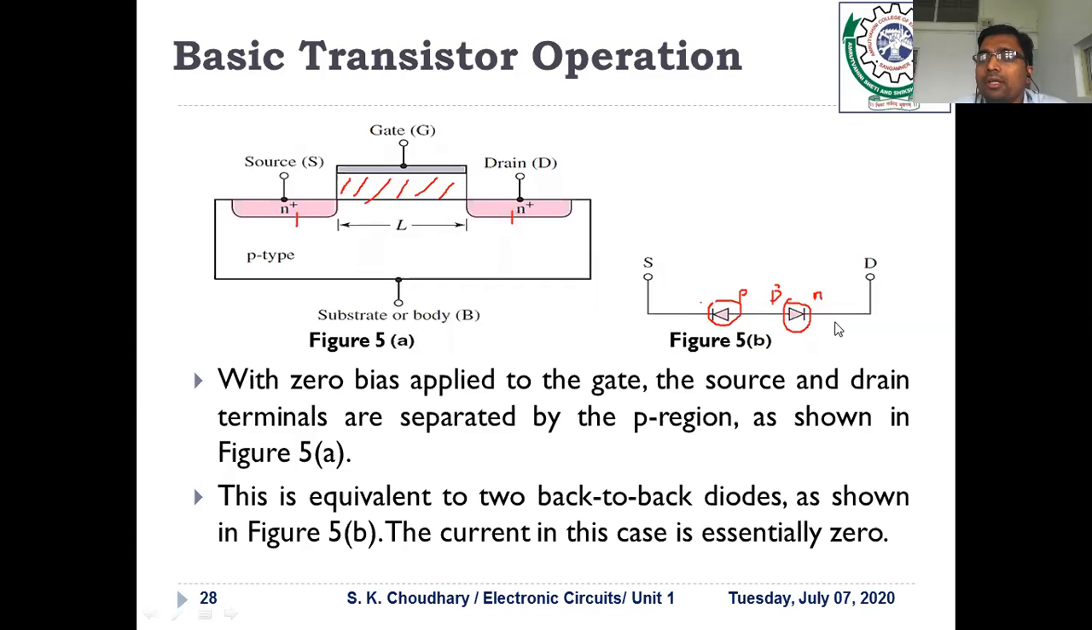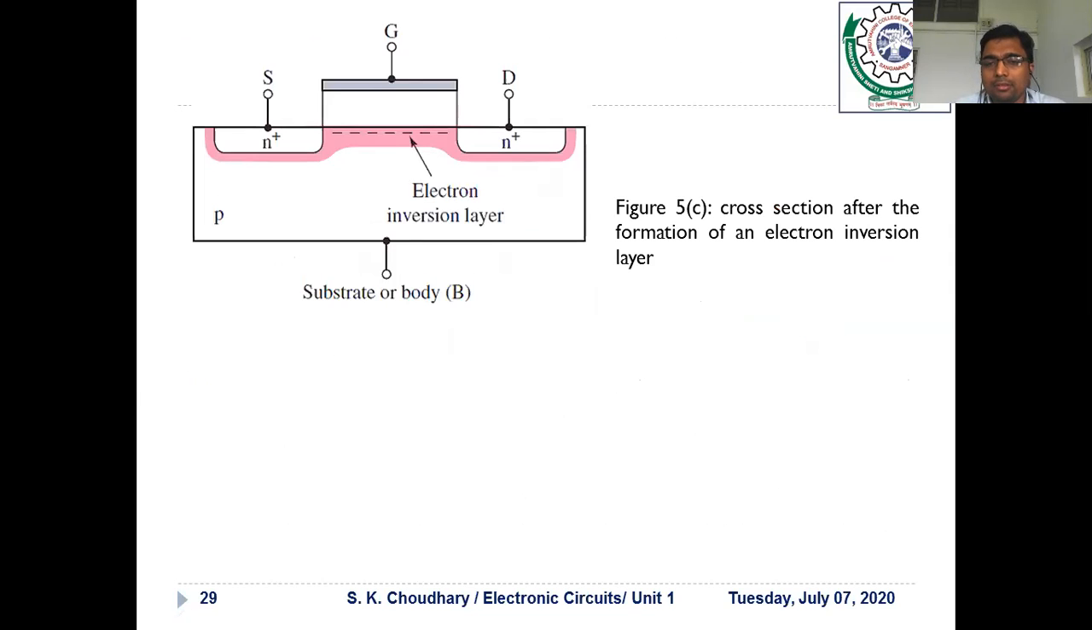But when you come to the drain area, this is the positively charged drain, so this cathode is connected here. So it is a reverse bias condition. That's why it would not conduct. This is the main reason why the current is zero, because of the back-to-back connected diodes.